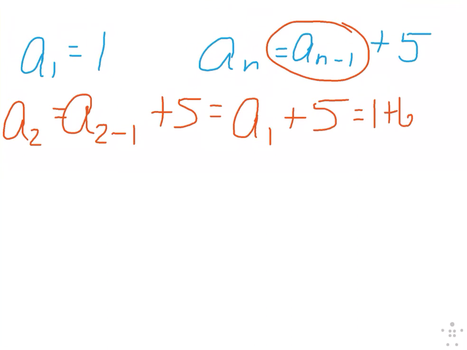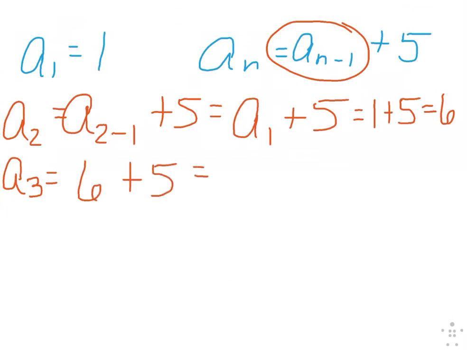Oops. Almost put 6. Then if I go to a sub 3, I don't want to put all the stuff in there, but if I did 3 minus 1 right here, what's 3 minus 1? 2. So I have a2 plus 5. But what's the second answer? 6. So it ends up just being 6 plus 5. What's 6 plus 5? 11.